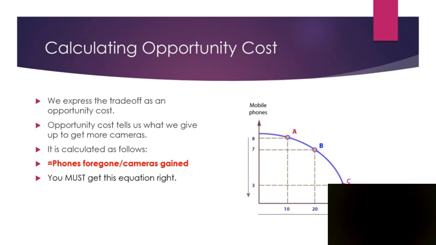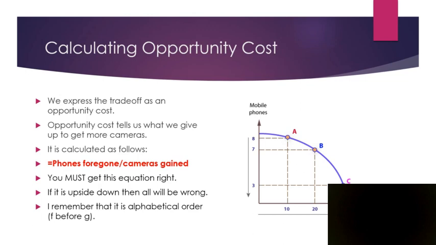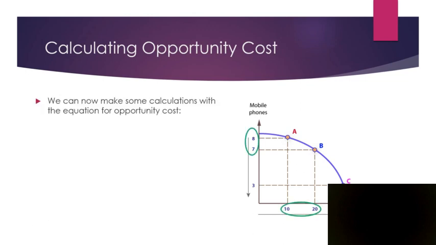You have to get this equation right. I can't emphasize this enough. If it is upside down when you take a quiz or a test, guys, you're going to get absolutely everything wrong in an entire section of the test on trade. So foregone over gained. I point out that alphabetical order is a good way to remember it. Foregone, F before G. Again, if you get it upside down, everything's going to be wrong when we get to the trade units. So alphabetical order.